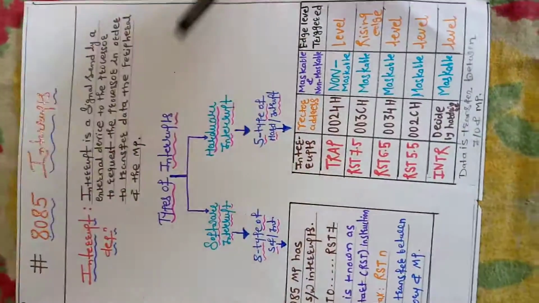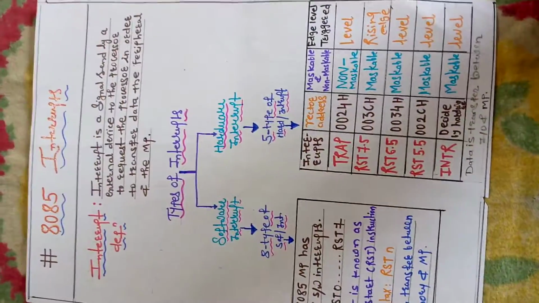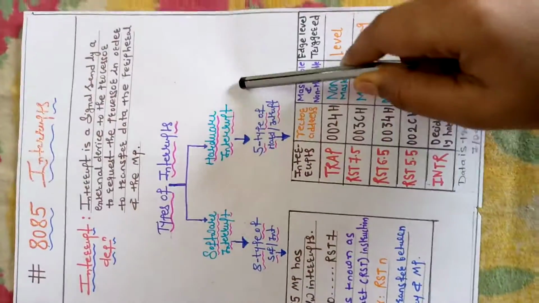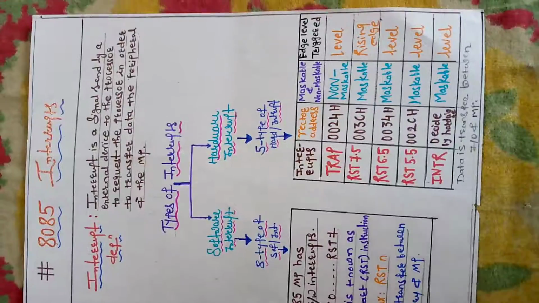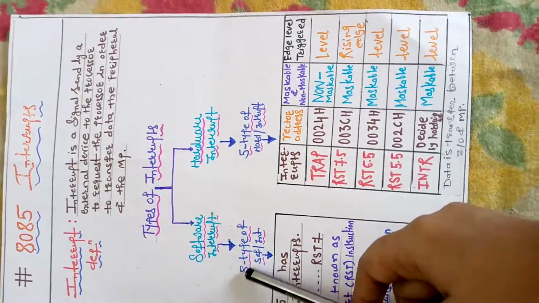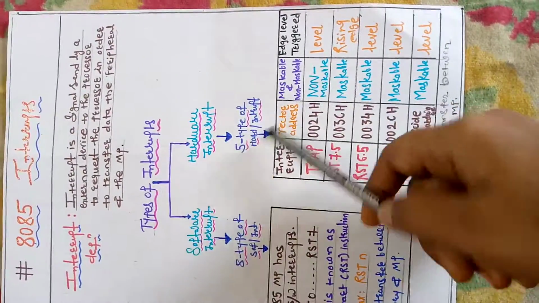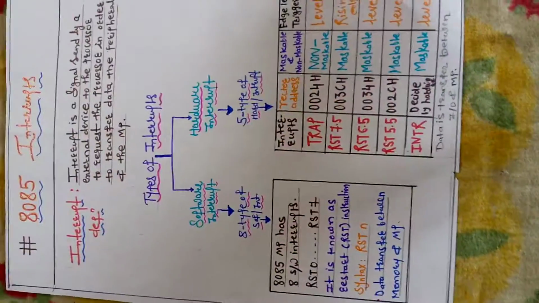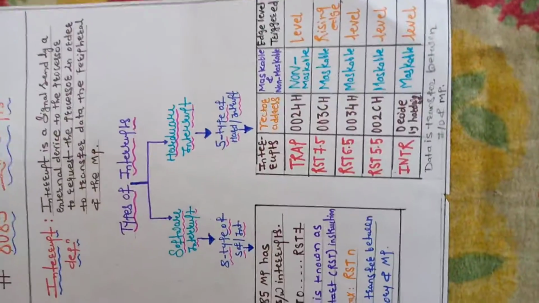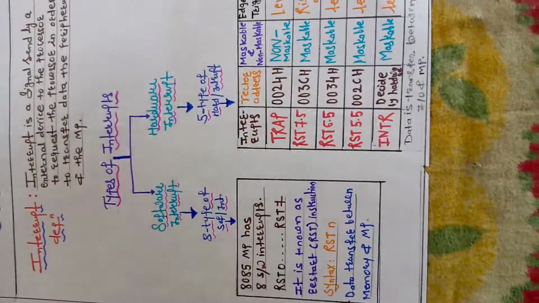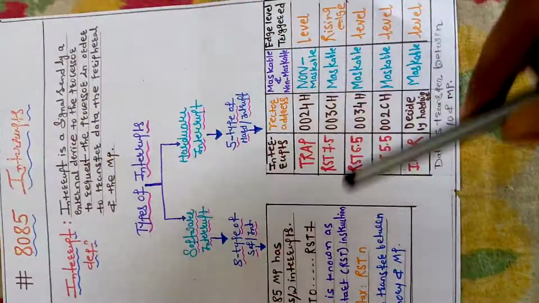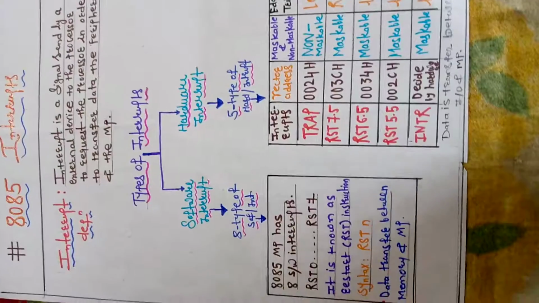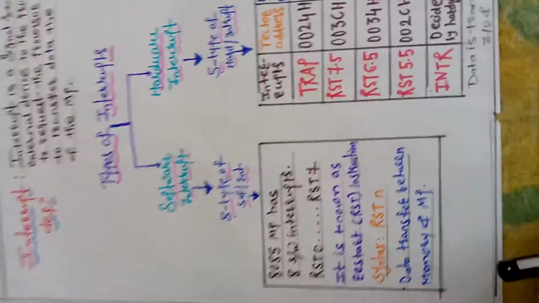Now you can see the types of interrupt. There are two types of interrupt: software interrupt and hardware interrupt. Normally software interrupts are of 8 types and hardware interrupts are of 5 types. Both interrupts are very important, but hardware interrupts play a vital role in it. We'll see both, software interrupt as well as hardware interrupt. First of all, we'll see the software interrupt.